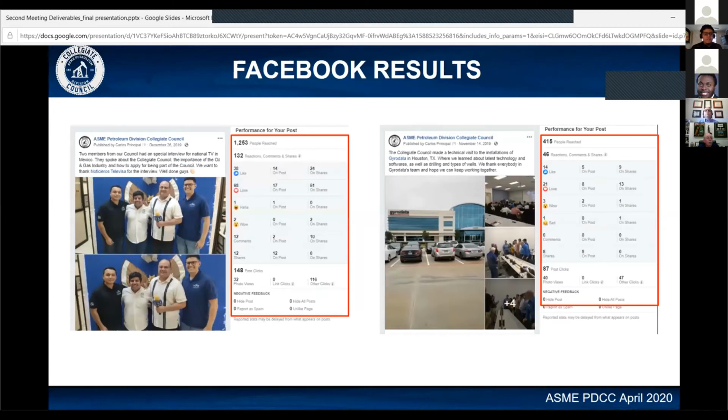Here are some examples of posts the Facebook page has. The first one is about an interview Eric and I had for national TV, where we talk about the collegiate council and the opportunity it brings to students to get involved in the oil and gas industry and live the experience of being an engineer. The second one is a visit we made to Gyro Data in Houston in the first meeting. You can see the number of people reached: for the first one 1,253, and the other 415 people.